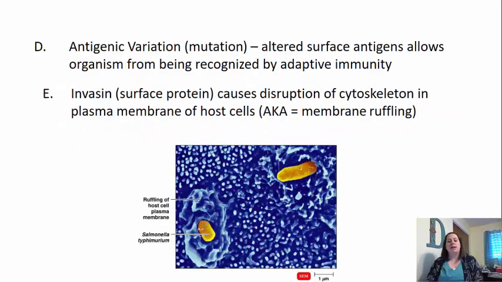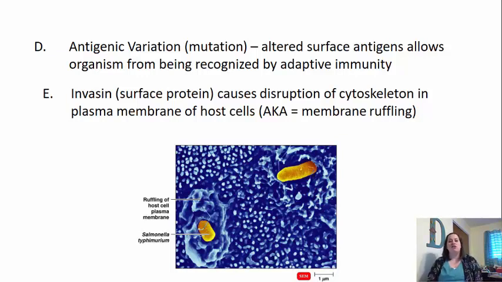We also see that some of them can have what we call antigenic variations or mutations. These are altered surface antigens, which prevent organisms from being recognized by your immunity, specifically your adaptive immunity, where your body should have seen it before. Because they have changed just enough, your body hadn't seen that before.